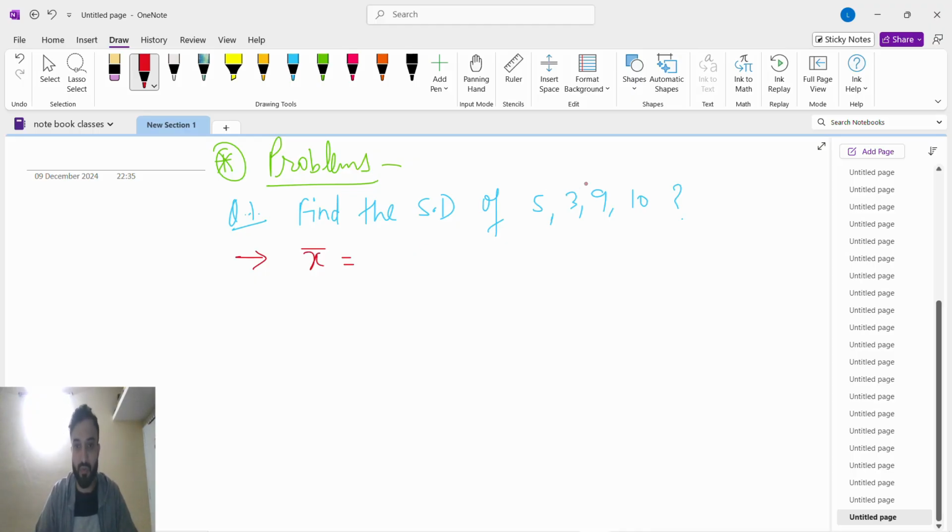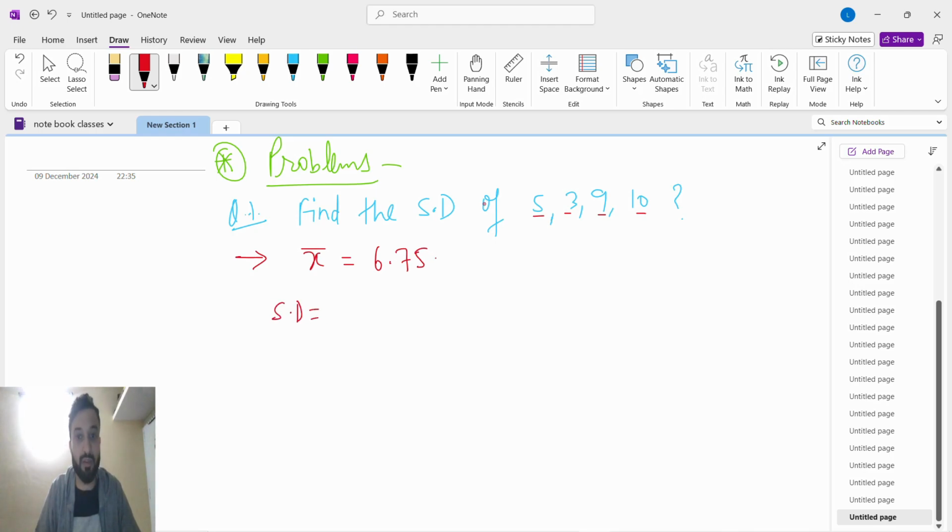So the mean: 5 plus 3 is 8, 8 plus 9 is 17, 17 plus 10 is 27, divided by 4 observations. 27 divided by 4 is 6.75. Okay, now we have to find the standard deviation.